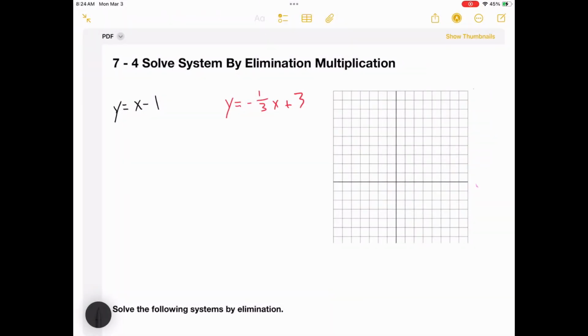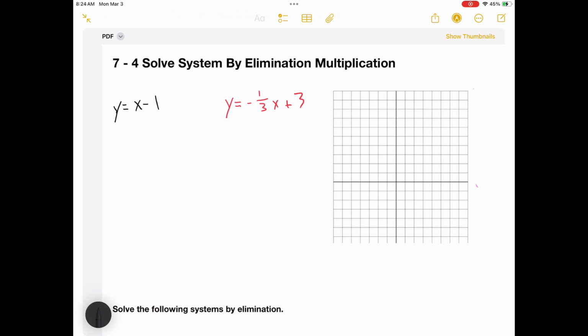Hello everybody, and today we're going to do 7-4, solved by elimination using multiplication. Again, I'm just going to go over the other techniques that we use to solve a system of equations. Again, the first one was graphing.